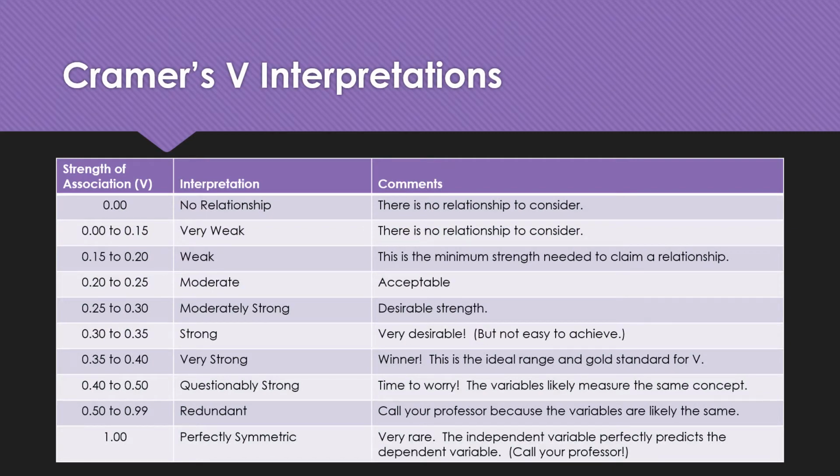So this slide shows Cramer's V interpretations. We can see that there are different levels of relationship, from no relationship, very weak, up to a perfectly symmetrical relationship being 1. Although very rare, it can be done.